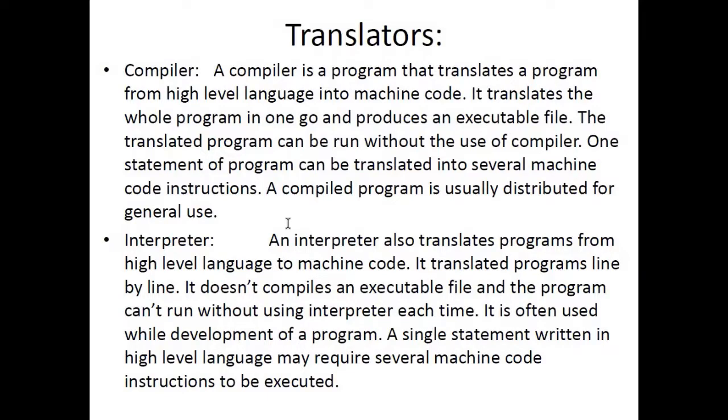Again, we have three types of translators: compiler, interpreter, and assembler. A compiler is a program that translates a program from high-level language into machine code. It translates the whole program in one go and produces an executable file. Executable file or exe file is a file on which you can double click and install that software. It is also known as an installer file.